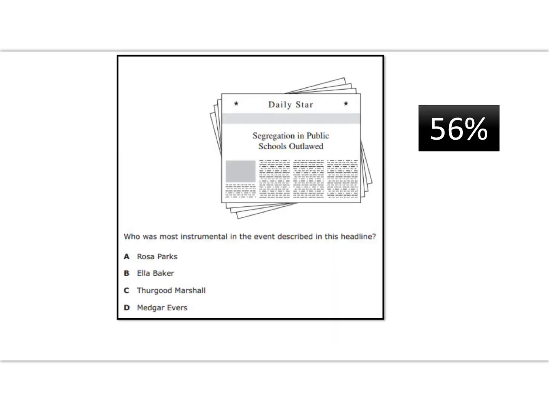So this should be an easy one to do. I'm going to answer in 3, 2, 1. I don't know how only 56% of students in Texas got that right.